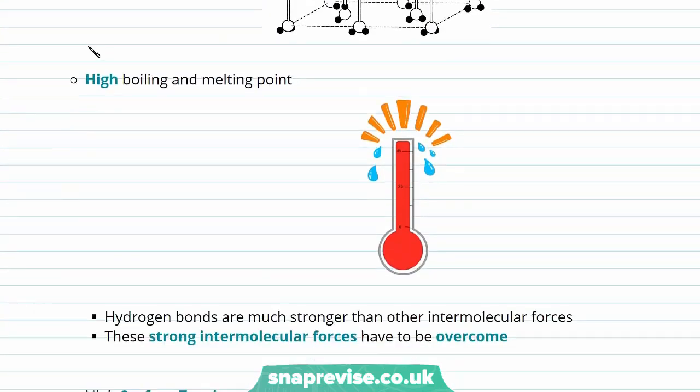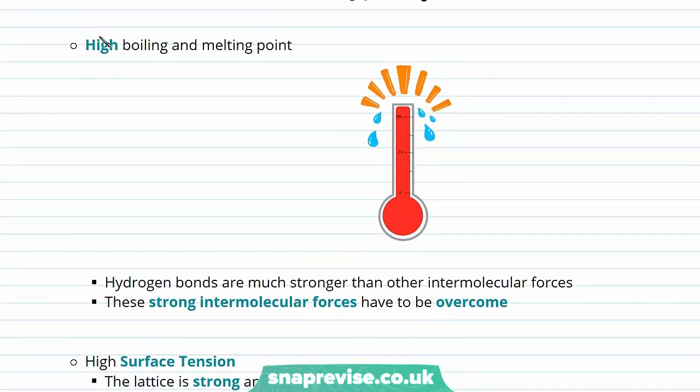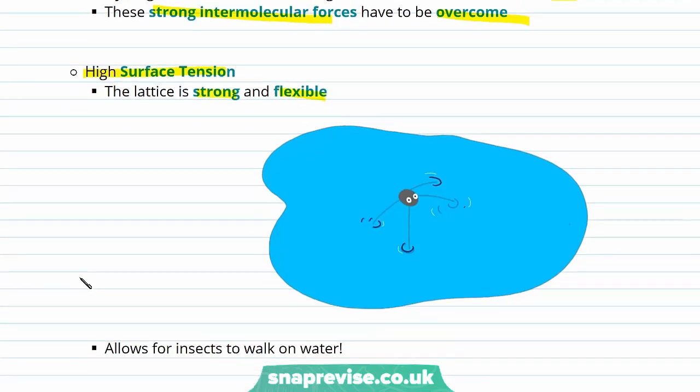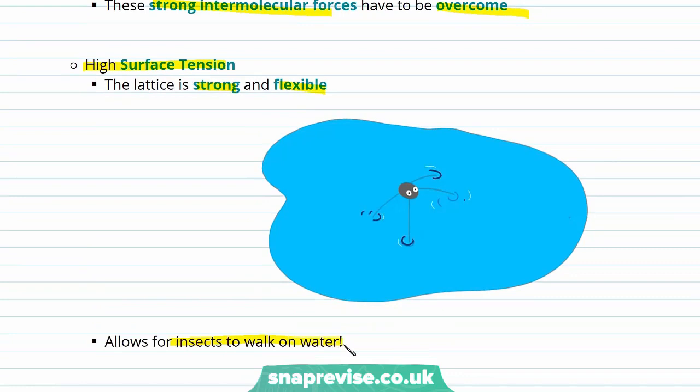The other interesting property that the hydrogen bonding allows for is an unexpectedly high boiling and melting point of water. This is because the hydrogen bonds are much stronger than other intermolecular forces, such as our London forces. And these strong intermolecular forces have to be overcome before melting or boiling can occur. The last is that water has a high surface tension. The lattice is strong and flexible, and as a result, insects are able to walk on water.